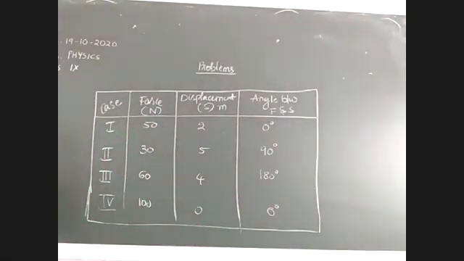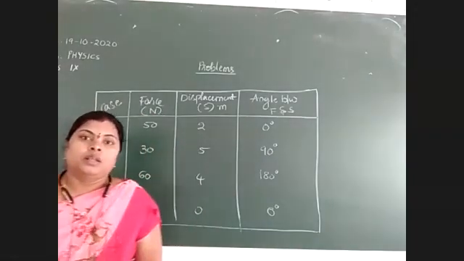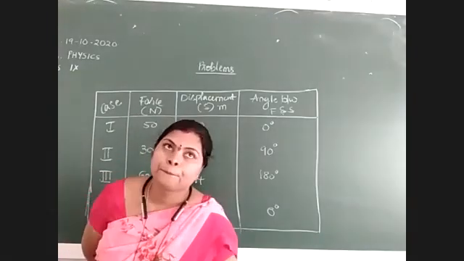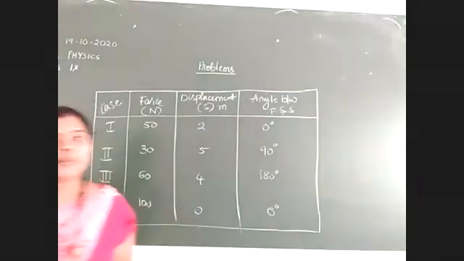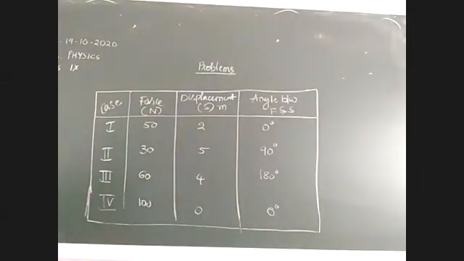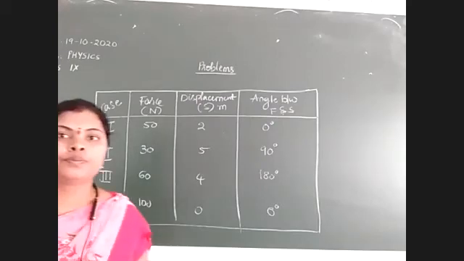All of you, is it clear for everybody? Please try to copy the table, all of you. See here, the angle between F and S is given. Okay, first try to copy this, afterwards I'll explain. If you are done, please let me know.